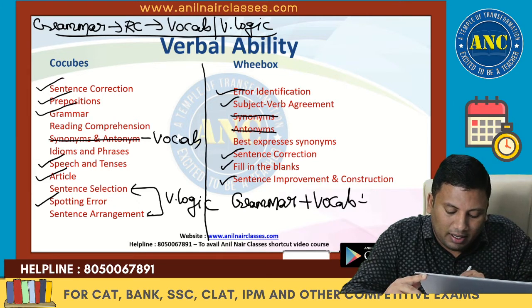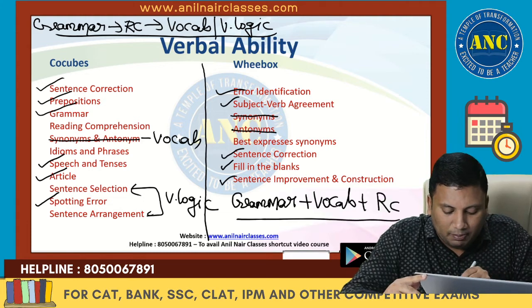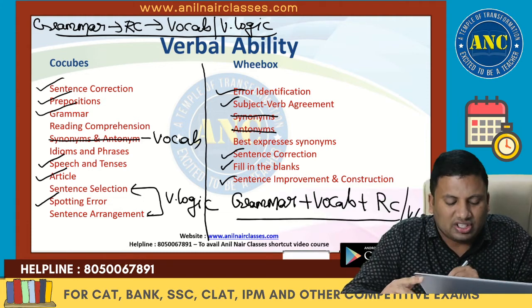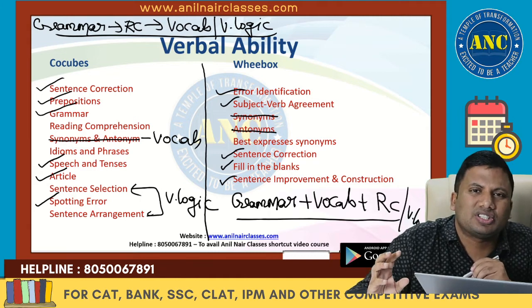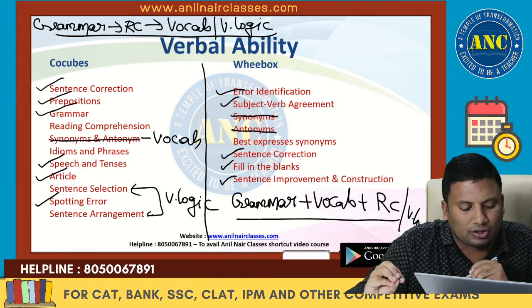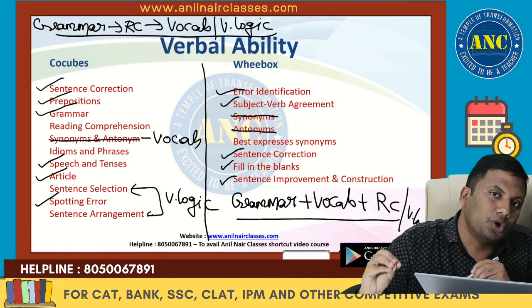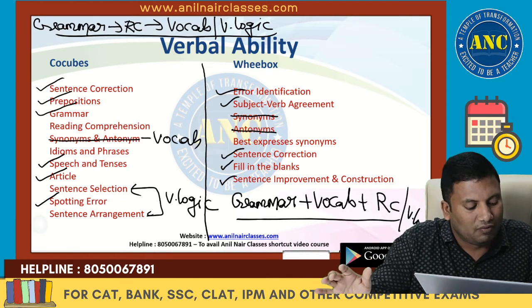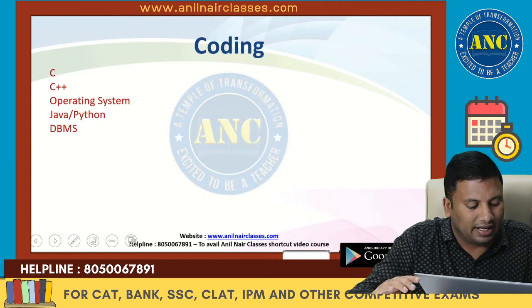Grammar, vocabulary and RC is the most important topic, RC or verbal logic. Generally reading comprehension questions are extremely minimal if you are attempting an Accenture placement paper through V box, but through cubes reading comprehension questions will also come. I hope the idea is clear.